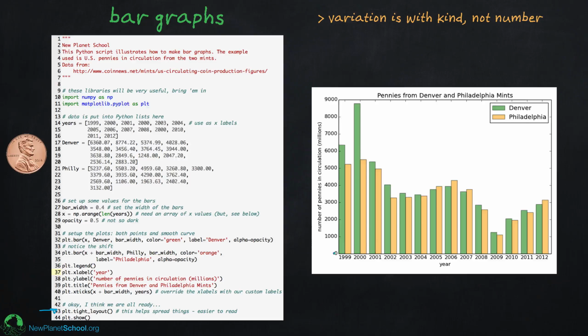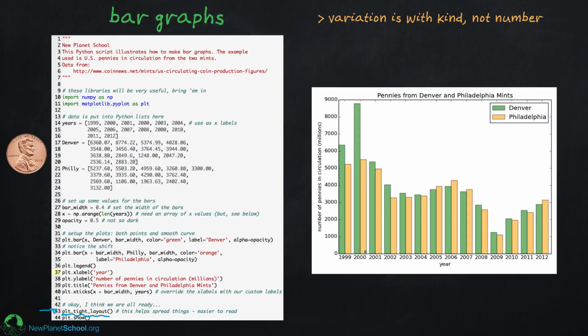And so one of the things that Matplotlib has is this thing called tight layout, which helps spread things out and keep things from overlapping too much and make things look a little bit better. So if things are getting a little bit crammed, keep in mind there's this tight layout command you can use to sort of spread things out a little bit.